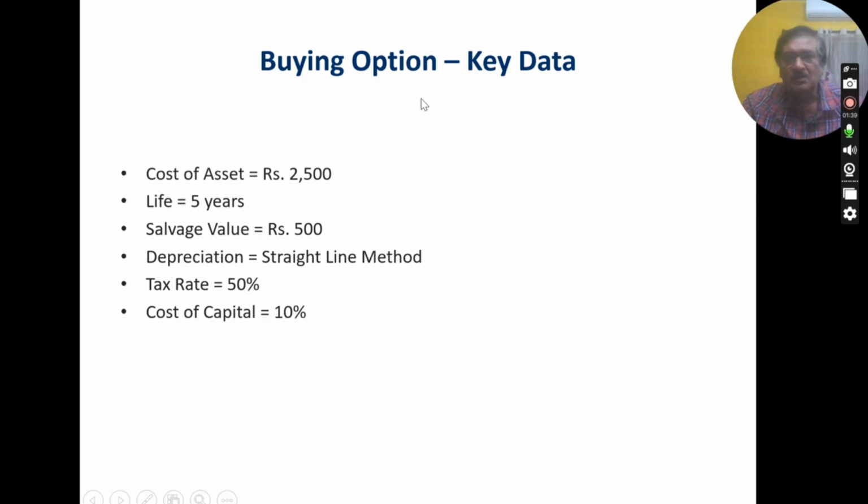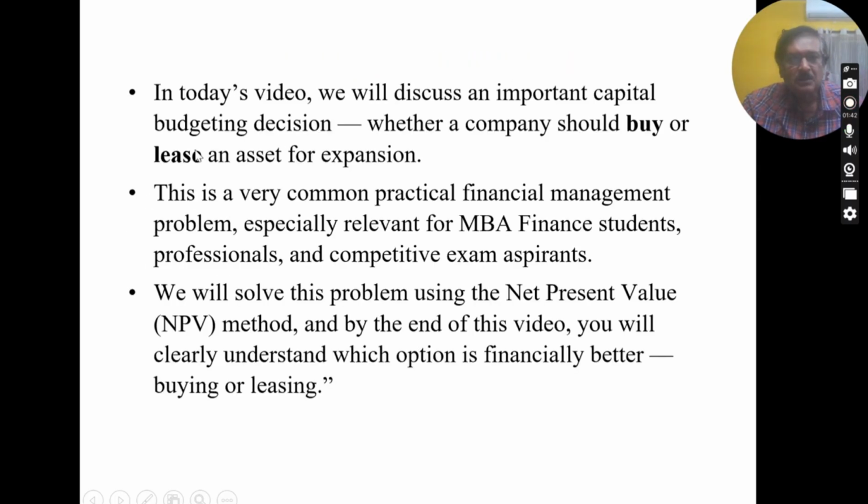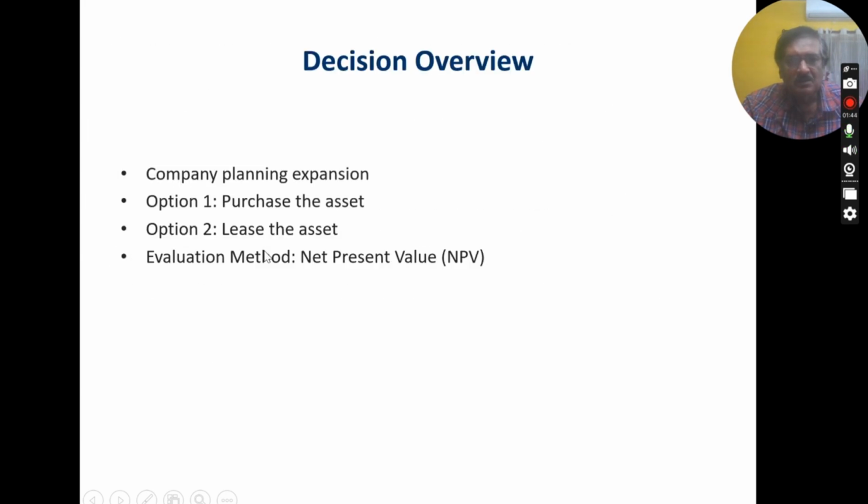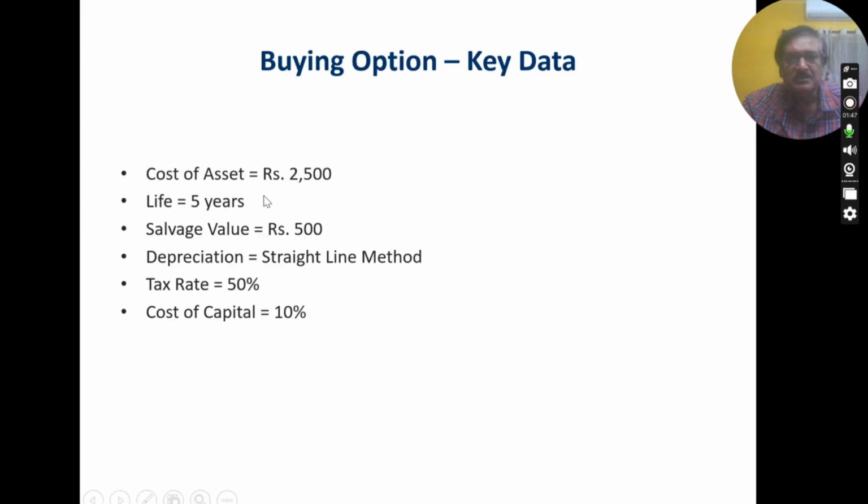Buying option, key data. If you read the problem, the data has been summarized here. Buying option: cost of the asset, rupees 2,500. Life, 5 years. Salvage value, rupees 500. Depreciation method, straight line method. Tax rate, 50%. Cost of capital, 10%. This is the key data for the buying option.